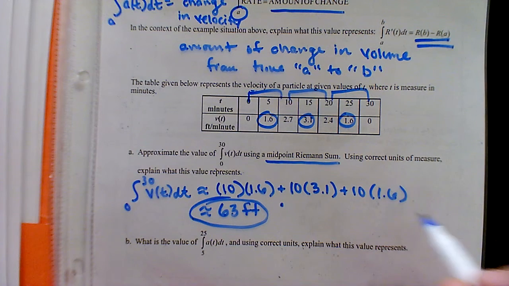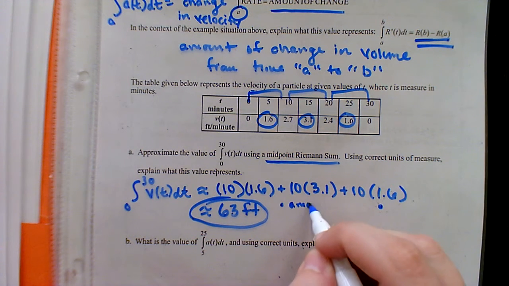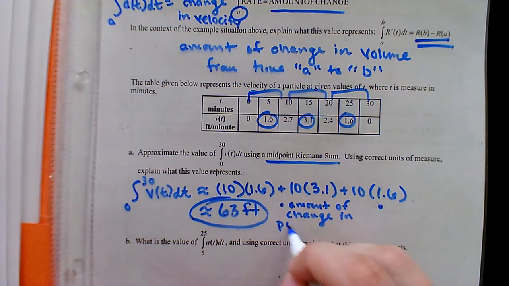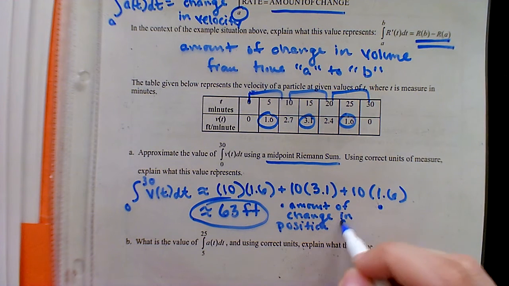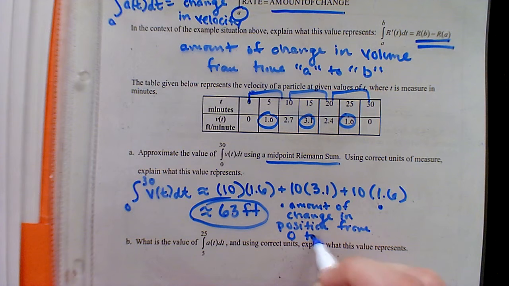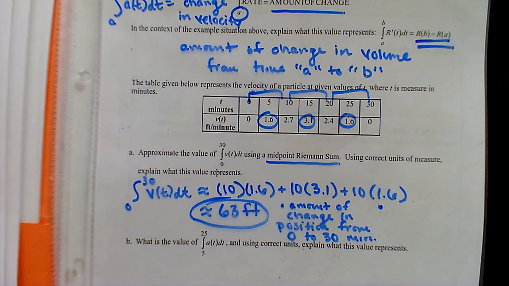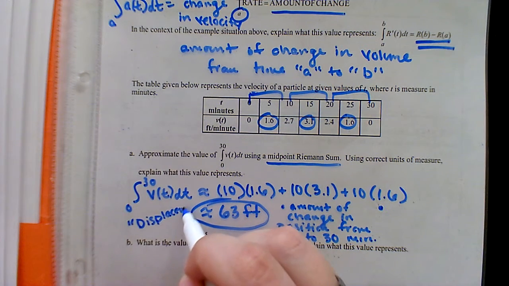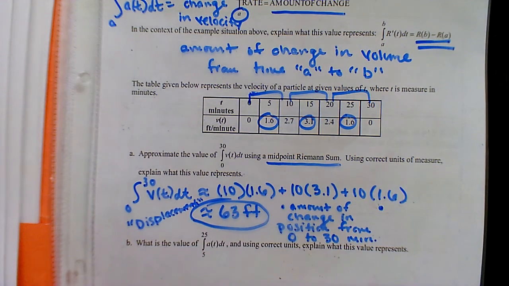There we go. Okay, so we're going to write down 2 different things. It depends on how you want to approach this problem. So one thing Braden said, we could say amount of change in position from 0 to 30 minutes, aka your displacement. Change in position, how far you are from some beginning point. Maybe you want to write that down too, displacement. Some of you might want to write down what this means in terms of area.